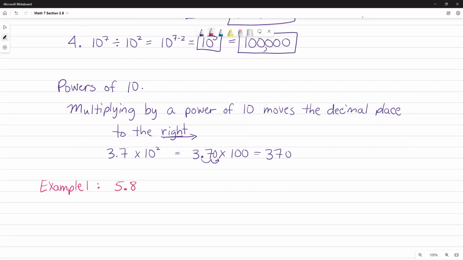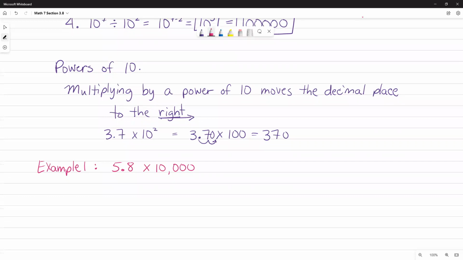I have 5.8 and I multiply it times 10,000. Then what we do is rewrite 10,000 in exponential form. It's 58,000. Yes. So your first step is you write it in exponential form. So we would write it as 5.8 times 10 to what power?